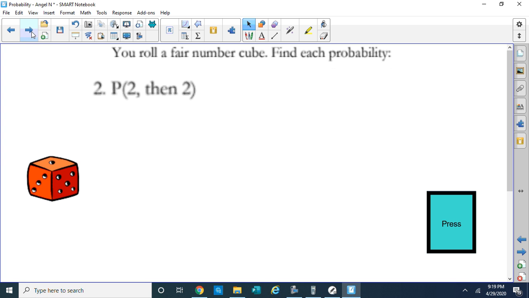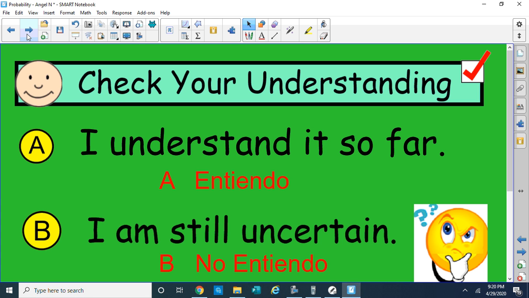Okay? All right, so here's a problem for you, Angel. See if you can do it. See if you can roll a 2 and then another 2. So remember, find the probability of getting a 2, and then find the probability again of getting a 2, and then hopefully you'll multiply those numbers, and that'll give you the answer. Check your understanding. Hopefully everything is going well for you. If not, write down your questions and write me again. I'll be glad to send you some more information about it.